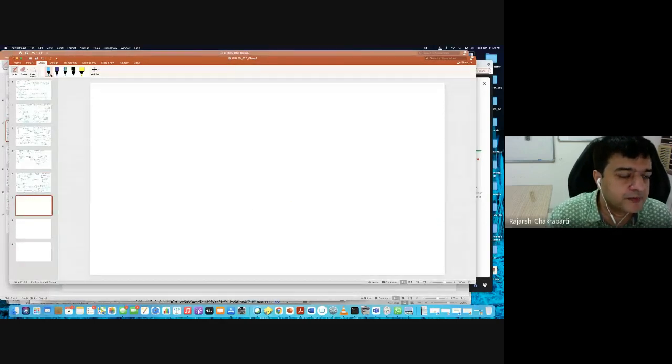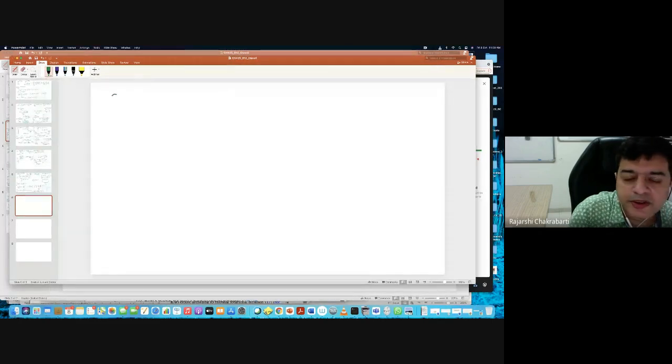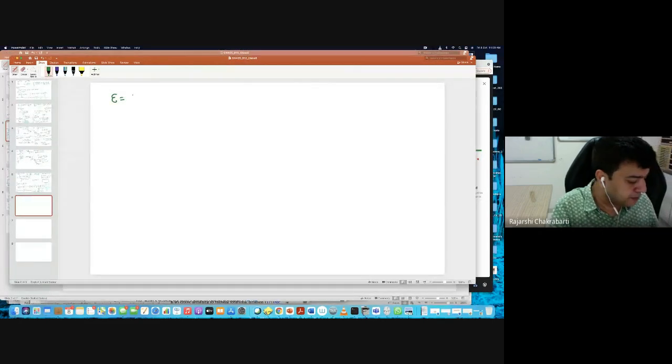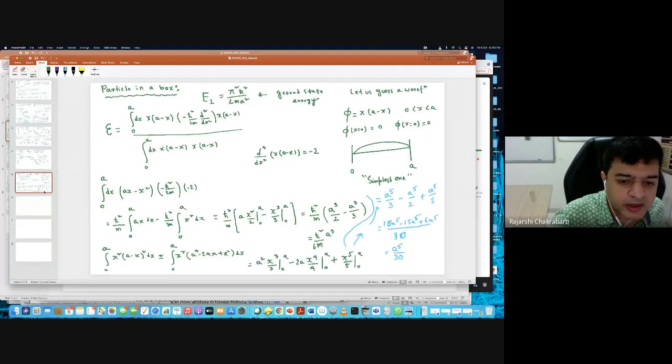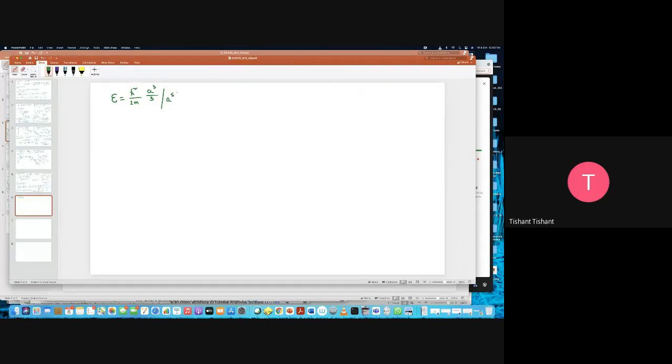So what does it give? The script E, if you calculate, you're going to get H cross square by 6M. It is like that, no? Actually, I'll write it like this: H cross square by twice M into A cube by 3 divided by A to the power of 5 by 30, isn't it? So what is the answer?